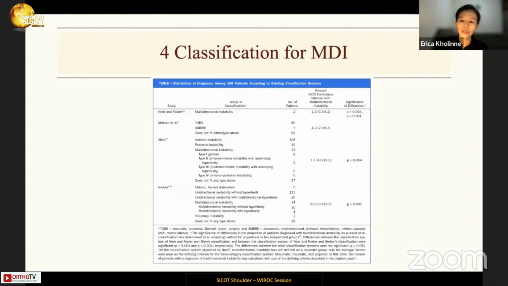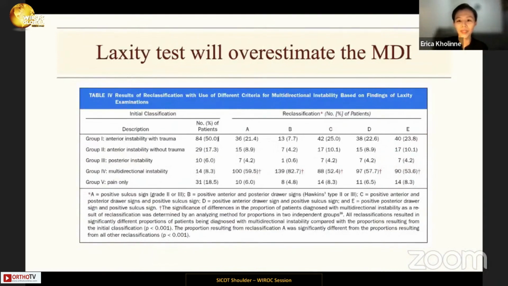Dr. McFarland used 4 classifications. I think these are popular to classify this cohort with MDI, adding a laxity test as a criterion for diagnosing patients. The study demonstrated that variations in the criteria used for the diagnosis of MDI significantly affect the distribution of the patients with the diagnosis. So when you use a laxity test, it tends to overestimate the number of MDI.